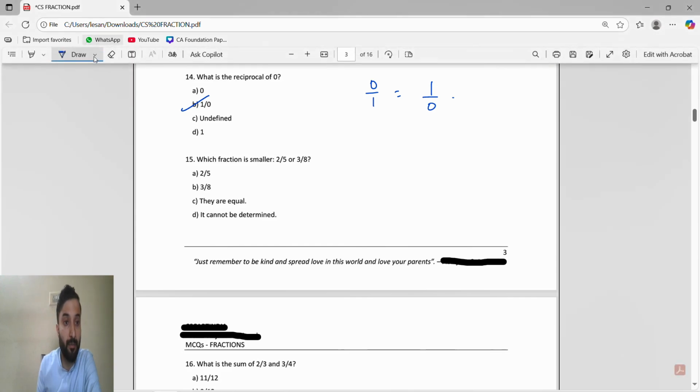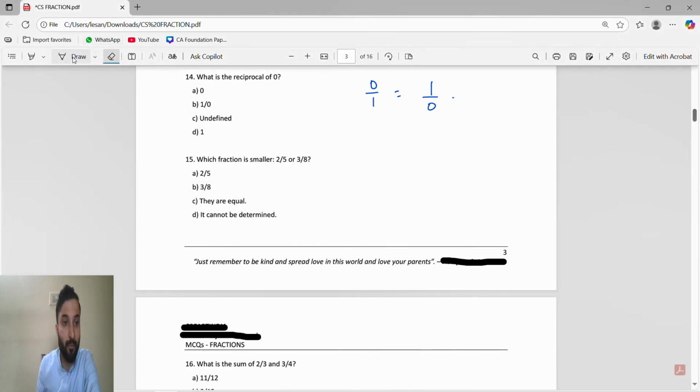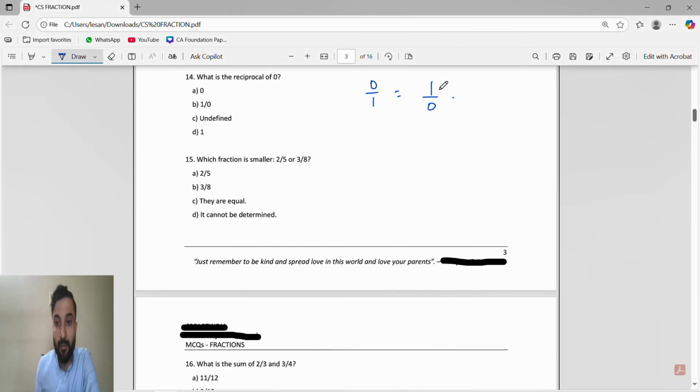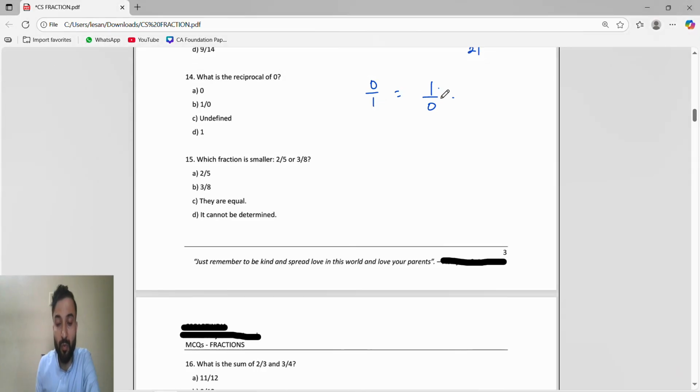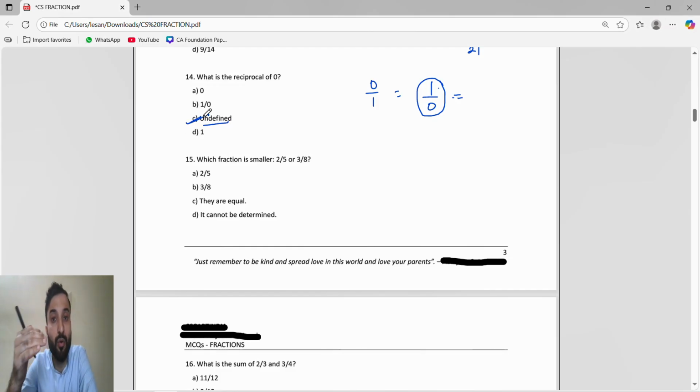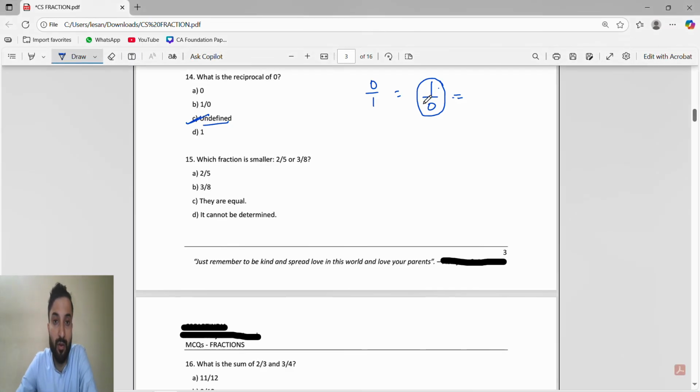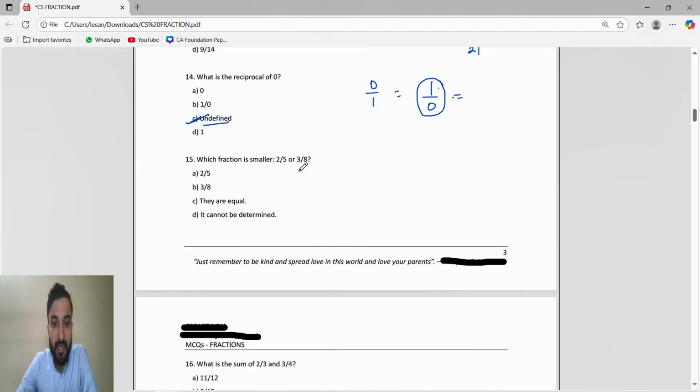but very important thing guys, very important. Reciprocal of 0 by 1 means 1 by 0. A correct answer is 1 by 0. But if undefined is there, then we have to take the undefined, because 1 by 0 is not defined. So the reciprocal is not defined. Okay, because 1 by 0 is what? Not defined.